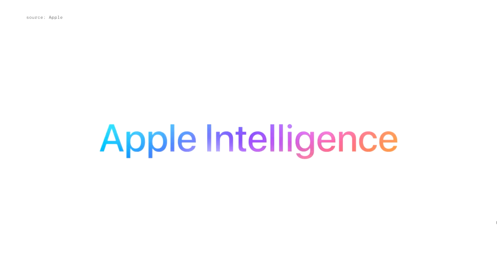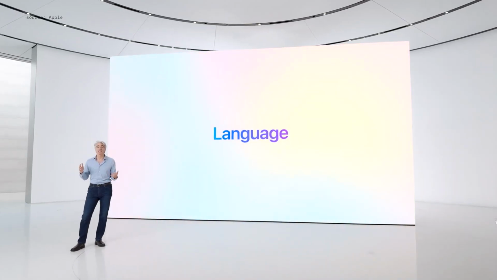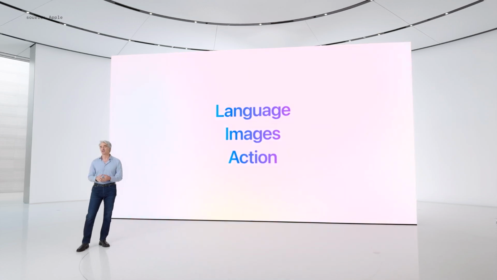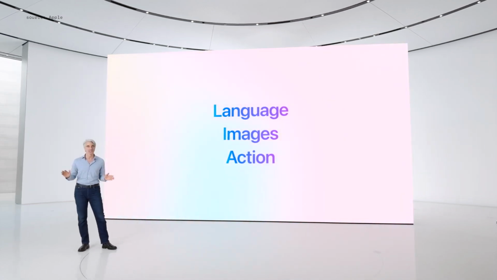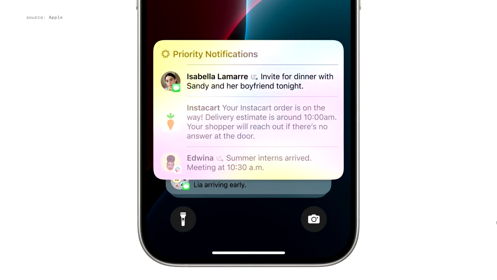Apple Intelligence will enable your iPhone, iPad, and Mac to understand and create language, as well as images, and take action for you to simplify interactions across your apps. For example, your iPhone can prioritize your notifications to minimize unnecessary distractions while ensuring you don't miss something important.